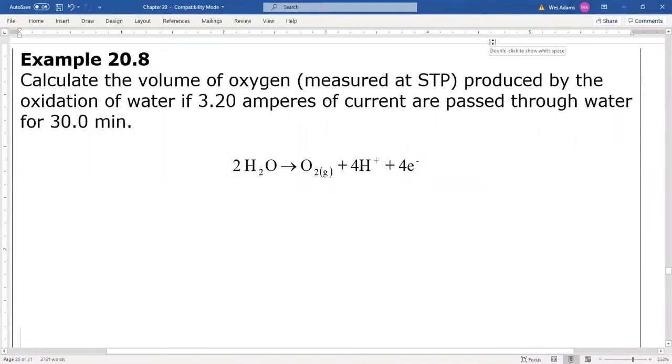All right, let's look at one more example. And this involves a gas, so it's a little different. And this is an oxidation instead of a reduction. We're going to calculate the volume of oxygen measured at STP produced by the oxidation of water if 3.2 amps of current have passed through the water for 30 minutes. So we're using the same amperage and the same time from before, but a different reaction. Notice this is a 4 equivalent oxidation, so we'll have to consider that. So let's go to the paper.